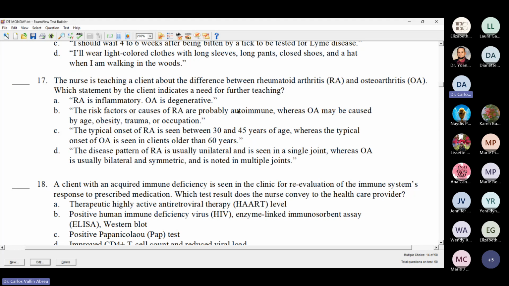By contrast, for osteoarthritis, a degenerative disease, the only thing that the doctor prescribes is Tylenol, acetaminophen. Yes, acetaminophen at safe doses.